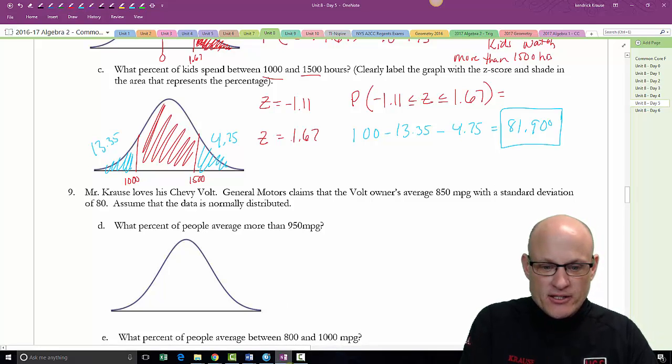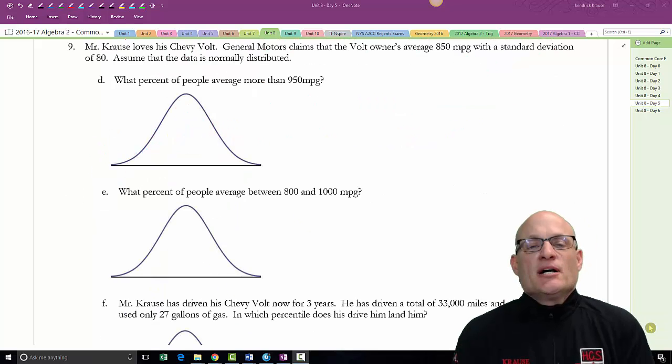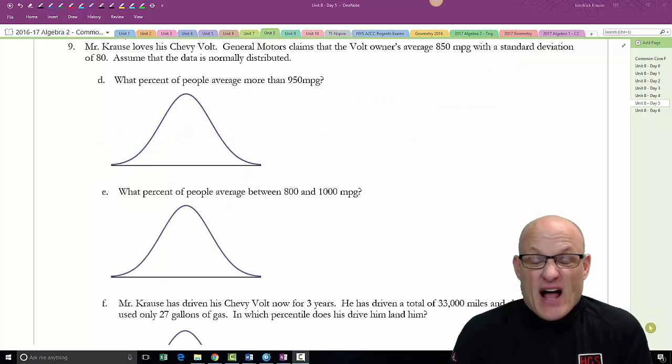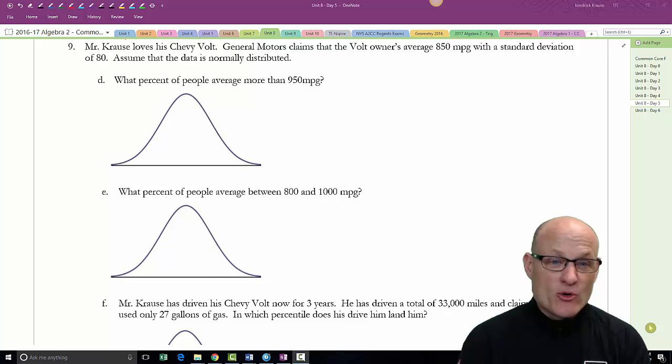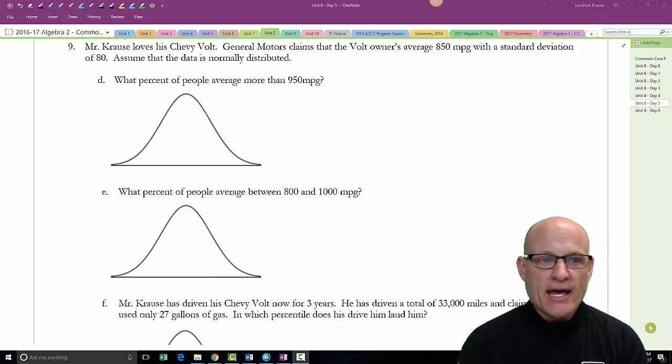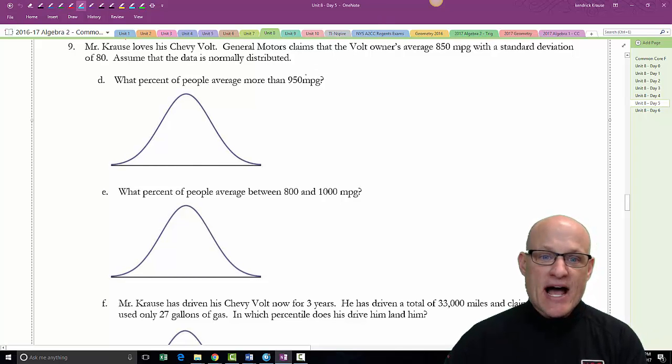All right, let's keep going. All right, for those of you that don't know, because you haven't been following me at all, I own a Chevy Volt.